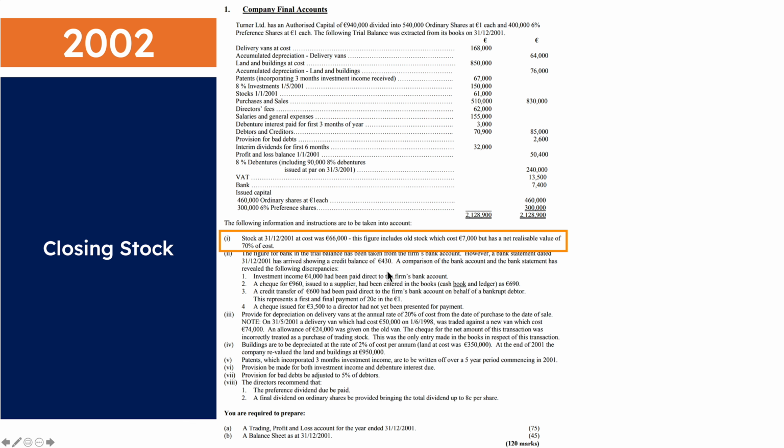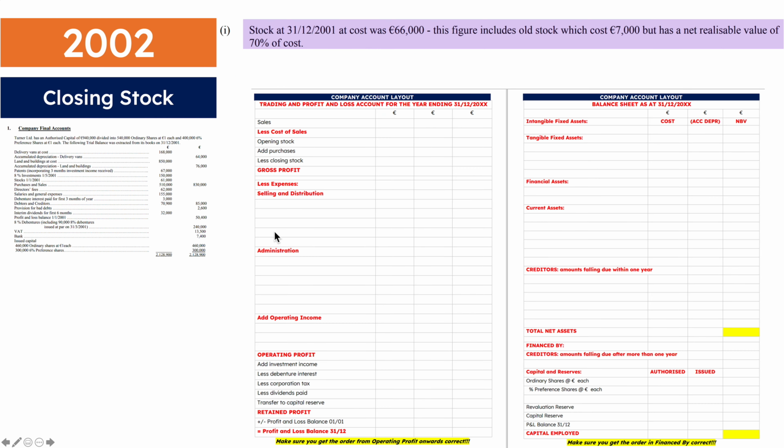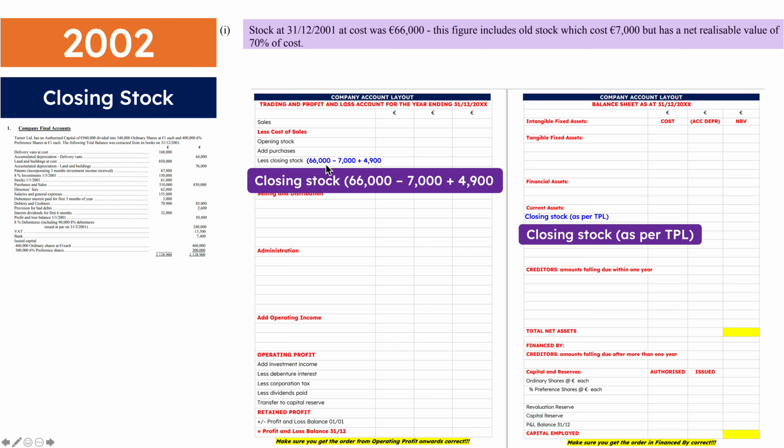Last one then, 2002, we only have one here. So stock at 31st the 12th 2001 at cost was 66,000. This figure includes old stock which cost 7,000 but has a net realisable value of 70% of cost. So we have closing stock here 66,000 minus 7,000 and plus the 70% of cost, which is 4,900, and then we have that in the current assets closing stock as per TPL there as well.